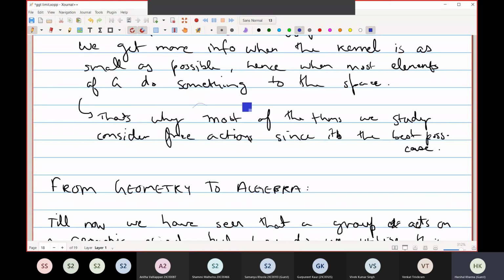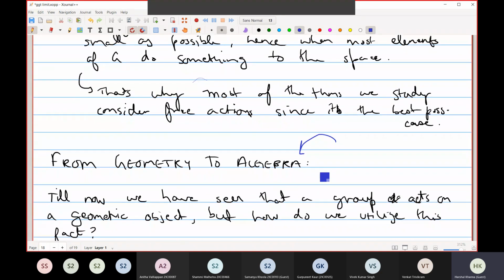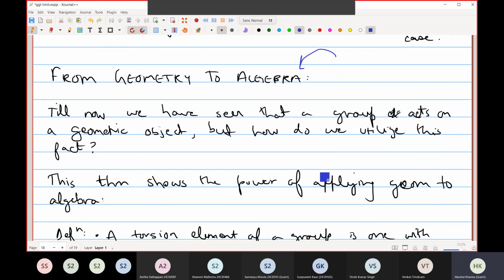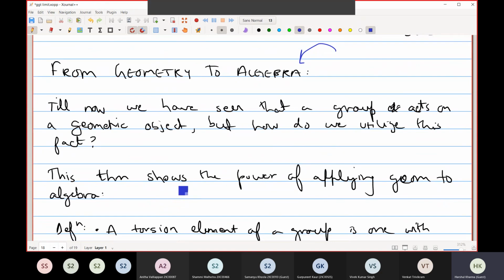So this is an important part, and that's what we are going to do for most of the rest of this lecture and the next lecture. We want to see how the geometric properties of these objects translate to the algebraic sense, right? So till now we have seen that a group acts on a geometric object, but how do we utilize this fact? This theorem essentially shows the power of applying geometry to algebra. This theorem shows how we can tell something about the group by studying the geometric object.